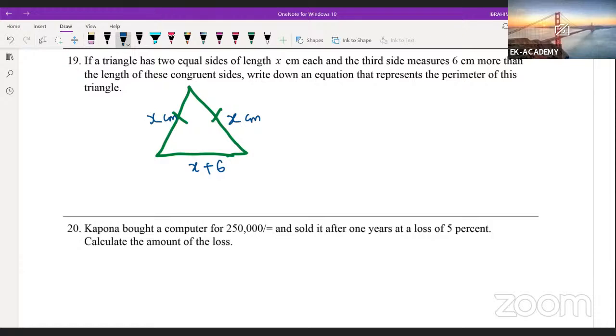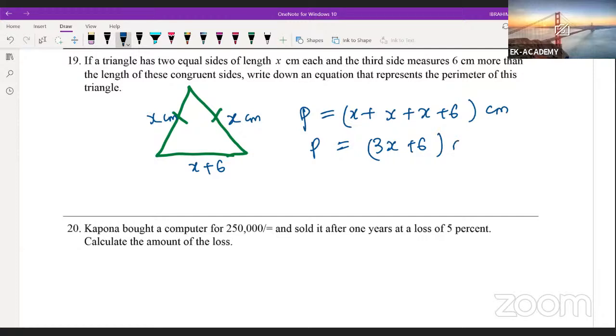So now, what is the perimeter? For the perimeter, you're going to take the summation of these sides. Perimeter is x plus x plus x plus 6 centimeters, which equals 3x plus 6 centimeters. So that is the equation of the perimeter.